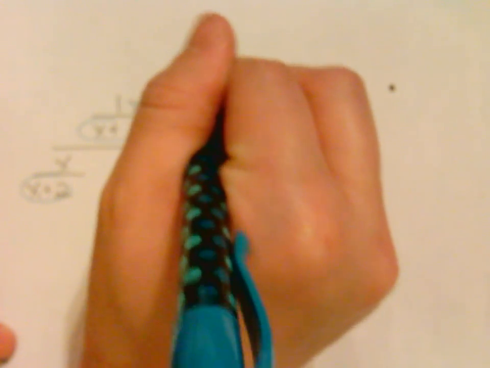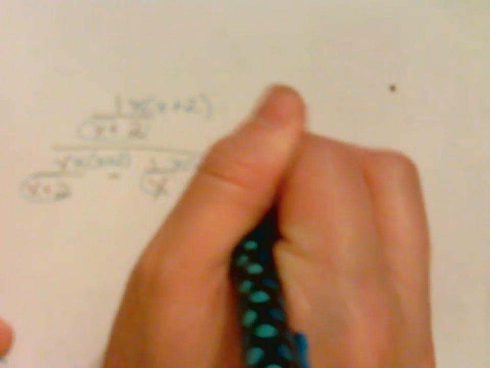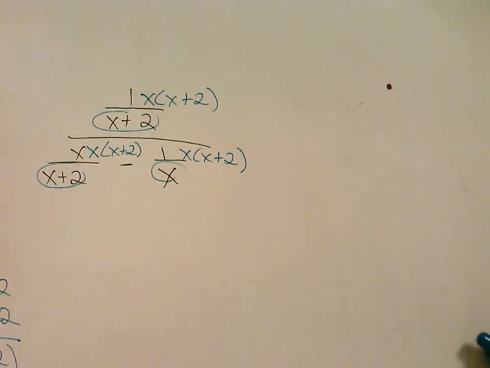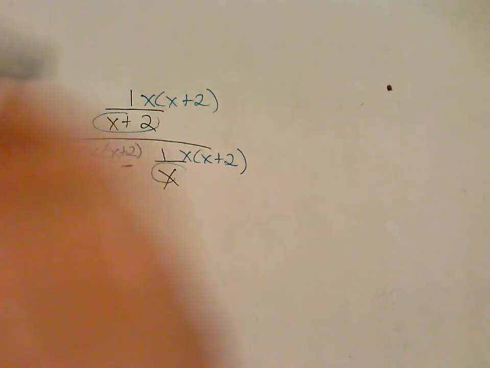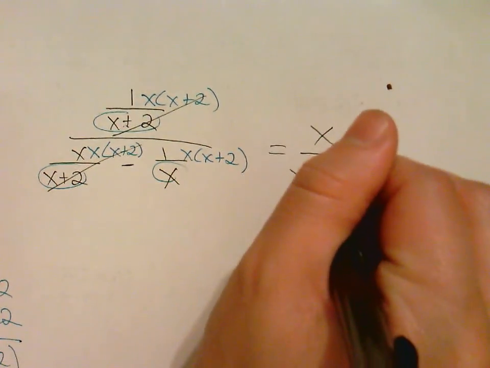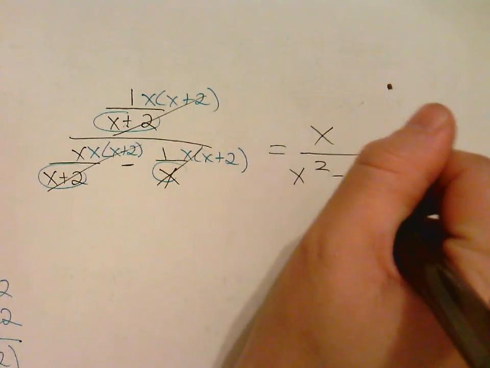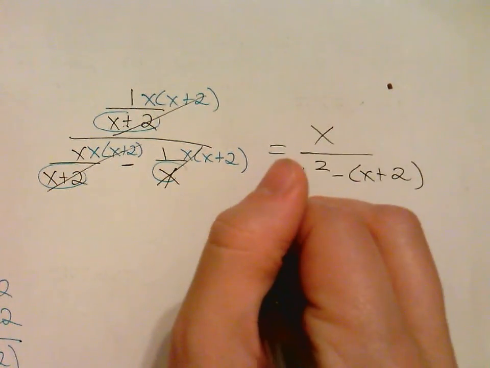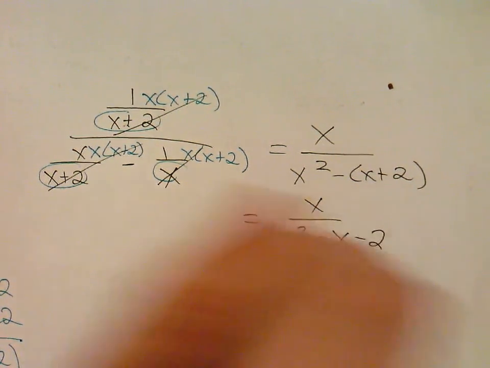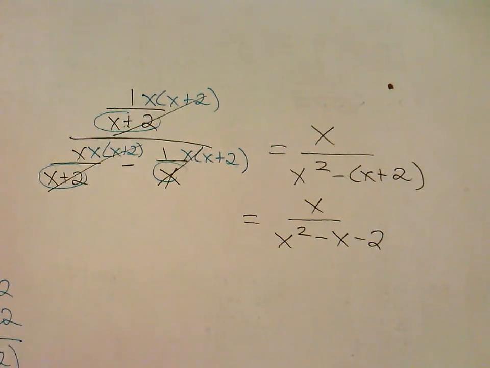So I'm going to multiply it here. x times x plus 2. x times x plus 2. x times x plus 2. And what happens is denominators are going to go away. Watch this. Goodbye. Watch your parentheses there. Okay, so that's how you simplify a complex fraction.